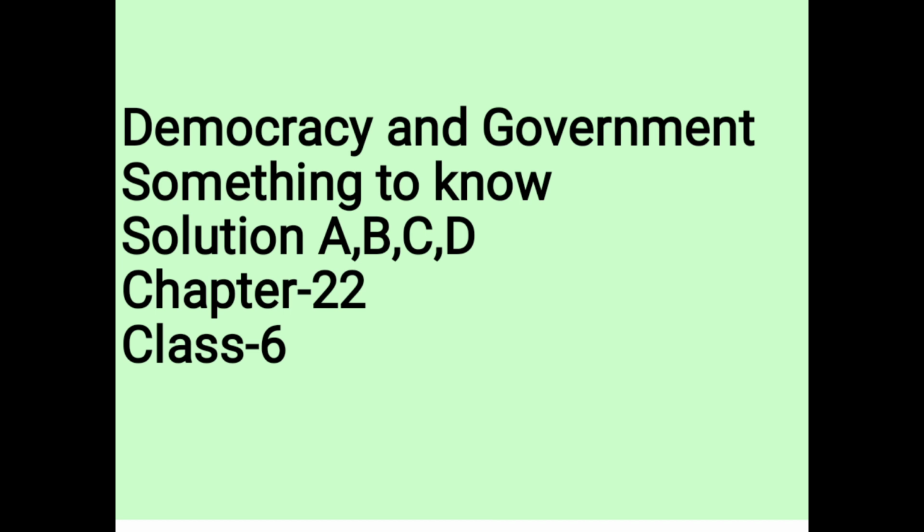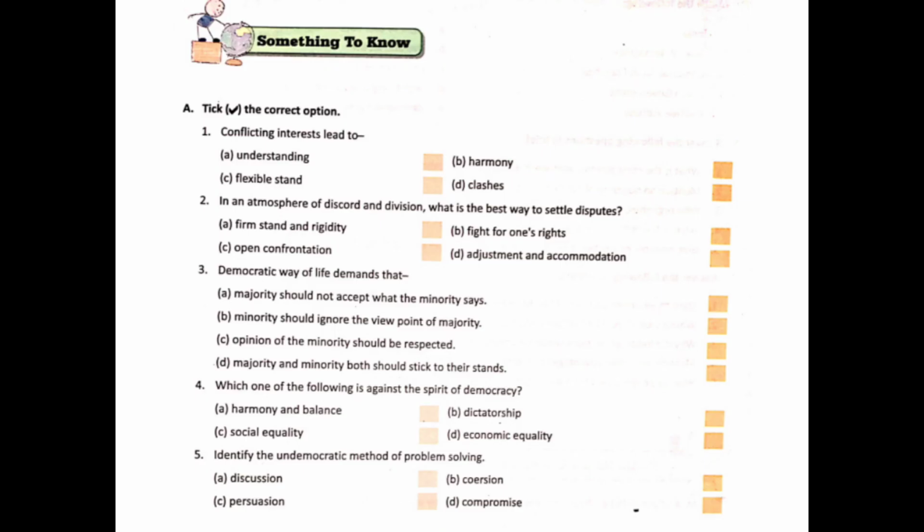Something to know. Tick the correct option, fill in the blanks, match the following and answer the following questions. Okay, now start. Tick the correct option. Conflicting interest leads to harmony. In an atmosphere of discord and division, what is the best way to settle dispute? The best way of settle dispute is adjustment and accommodation.